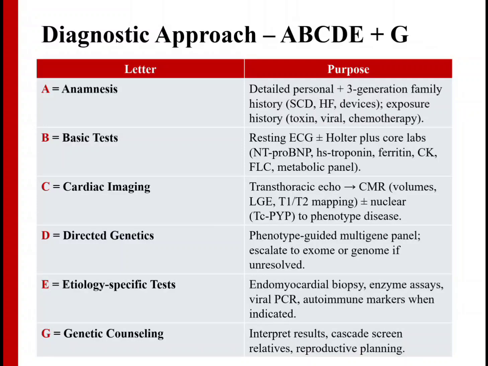D stands for directed genetics. Genetic testing should be guided by phenotype. For example, sarcomere panel for hypertrophic cardiomyopathy, TTN, LMNA, and FLNC panel for dilated cardiomyopathy, desmosomal genes for arrhythmogenic cardiomyopathy, and TTR sequencing for hereditary amyloidosis. If the phenotype is unclear or the panel is negative despite strong suspicion, we might escalate to exome or genome sequencing.